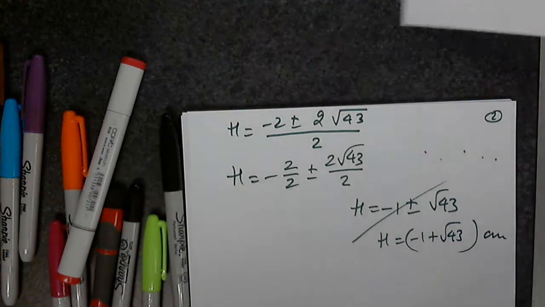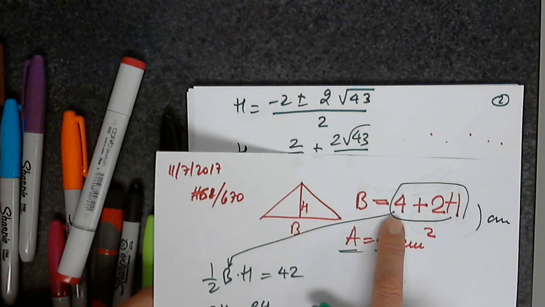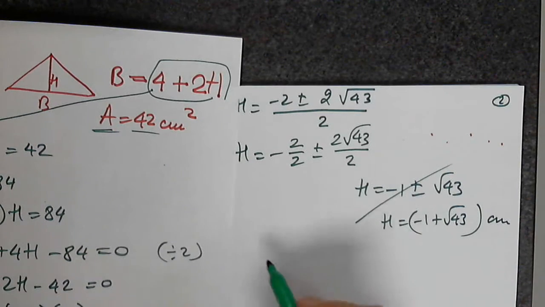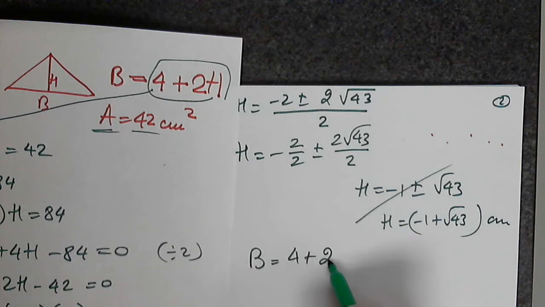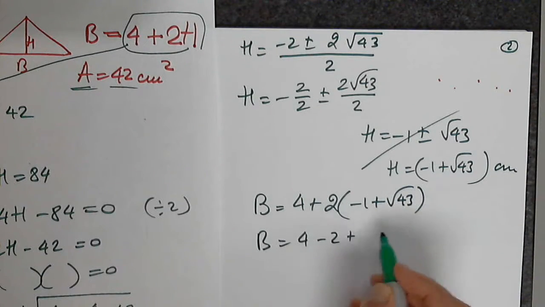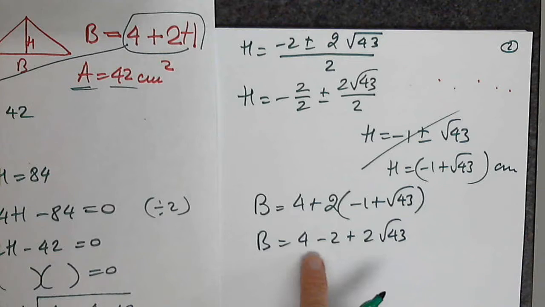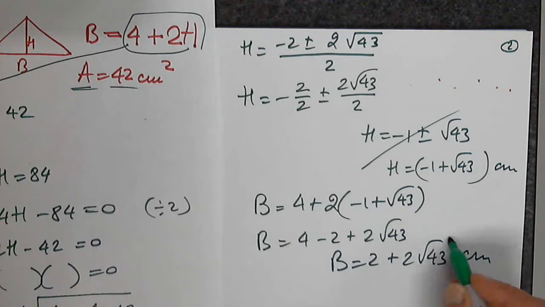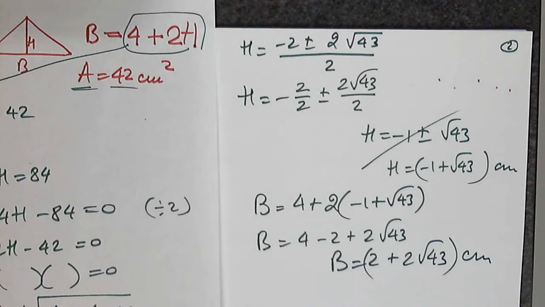Once I have the height, I have a formula for the base, in which I have 4 plus twice the height. So all I have to do now is 4 plus twice negative 1 plus the square root of 43. I distribute: 4 minus 2 plus 2 the square root of 43. This becomes 2. So this is 2 plus 2 the square root of 43 centimeters. So the problem was asking us to find the dimensions. So the base is 2 plus 2 the square root of 43, and the height is negative 1 plus the square root of 43.